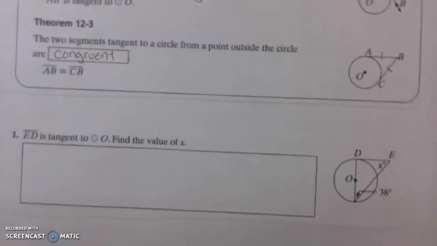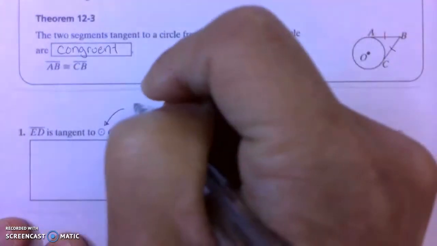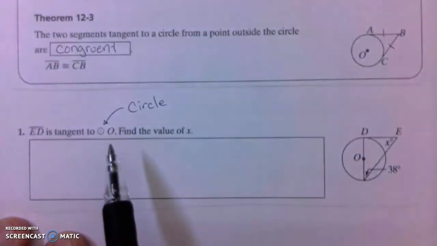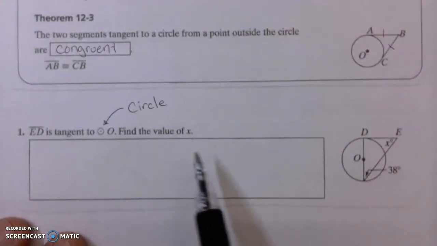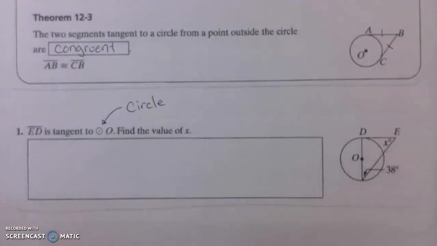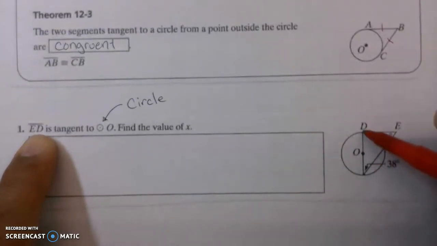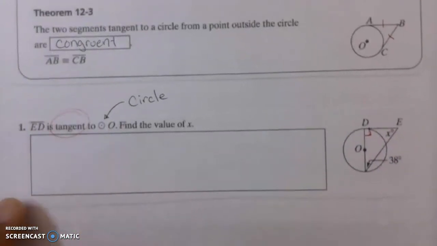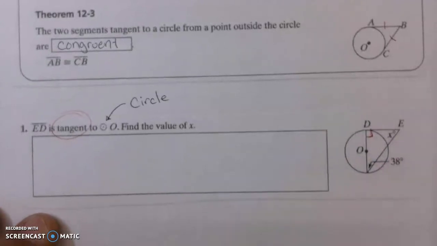Number 1, ED is tangent to, and then here is the symbol for circle. It basically looks like a circle with a dot in it. And then when they say circle O, they're basically saying O is the center. Find the value of X. Notice it's an angle there. If ED is tangent, that means here to here is the radius. You are 90 degrees with the tangent line. You had to know that you were tangent. You definitely know that this is the radius because that dot means you're going through the center.